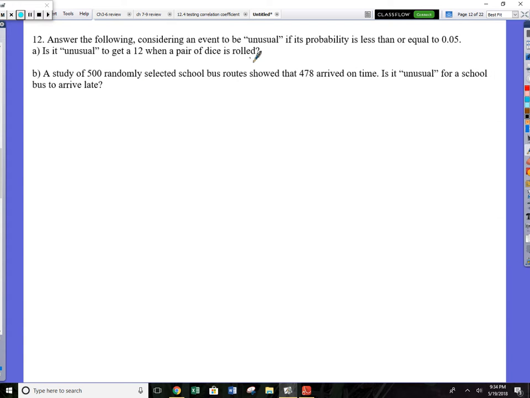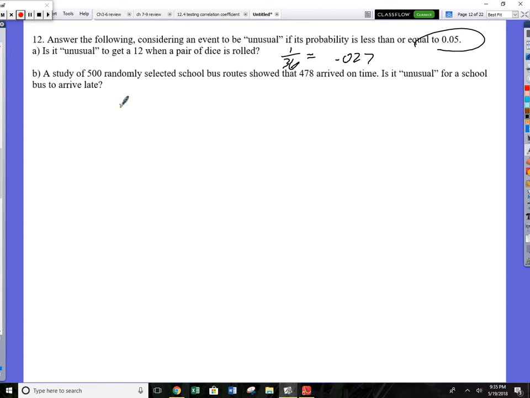Answer the following. Consider an event to be unusual if the probability is less than or equal to 5%. Roll a 12 when a pair of dice is rolled. Hopefully you've got that memorized. There's only one outcome out of 36. 1 out of 36 is 0.027, so it's almost 3%. So it's definitely less than 5%, so yes, that is unusual.